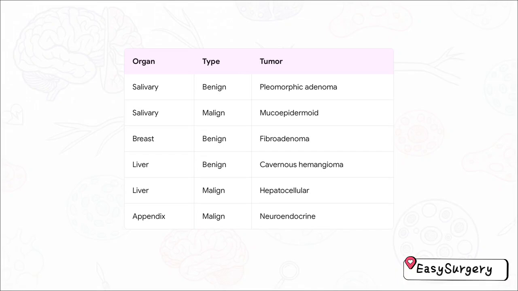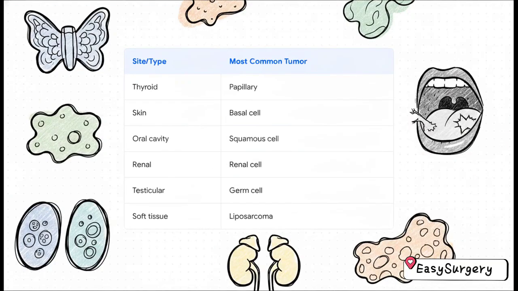For the breast, the most common benign mass overall is a fibroadenoma. Down in the liver, the most frequent benign finding is a cavernous hemangioma, whereas the most common primary malignancy is hepatocellular carcinoma. And hey, don't forget the appendix. Its most common tumor is a neuroendocrine tumor, which was historically known as a carcinoid. Continuing our rapid-fire review, papillary carcinoma heavily dominates the thyroid.